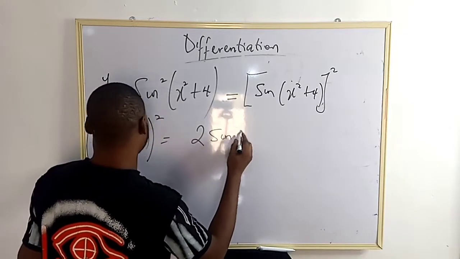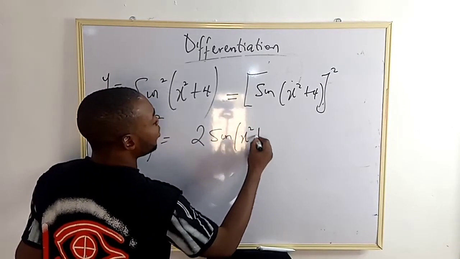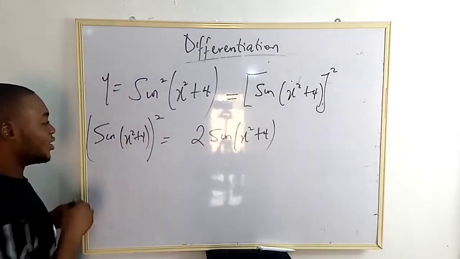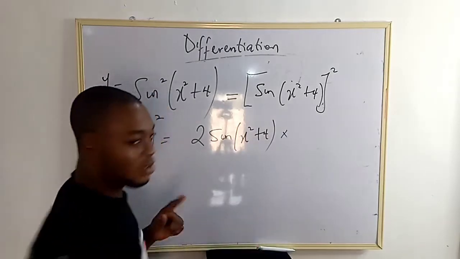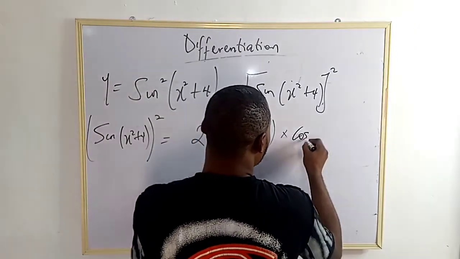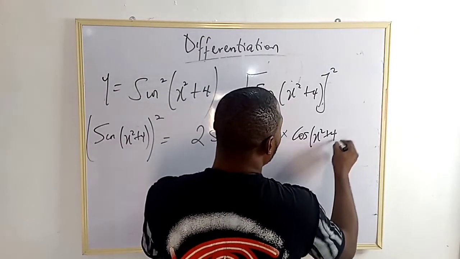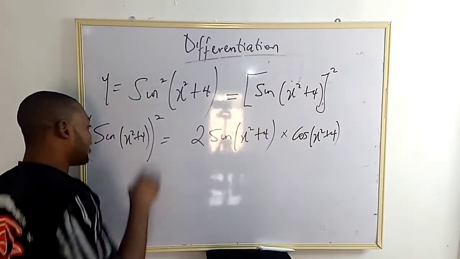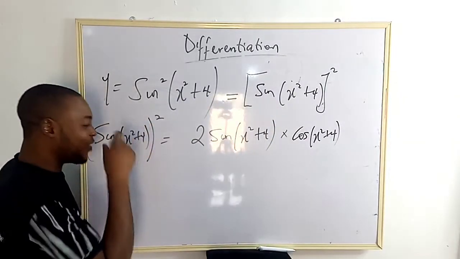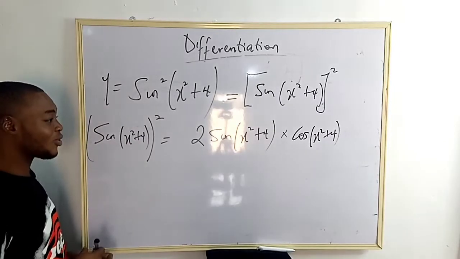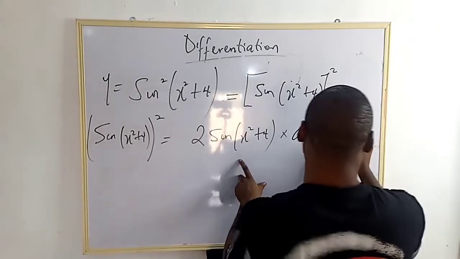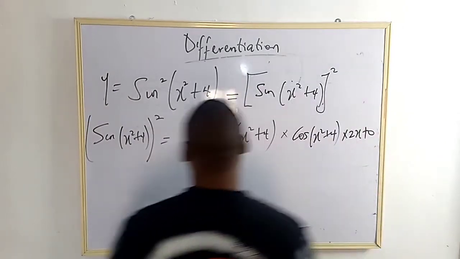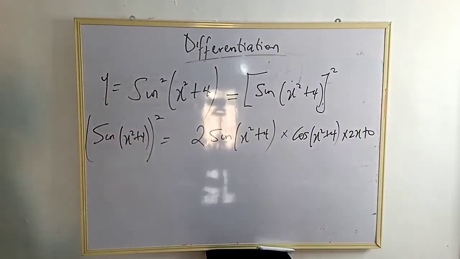2 sine of x squared plus 4. Then you differentiate with respect to the sine inside. The derivative of sine is what? Cos. That's cos of x squared plus 4. Then you differentiate the angle that we have inside that sine, that is the x squared plus 4. The derivative of x squared is what? 2x, plus 0. So that's the derivative of this function.